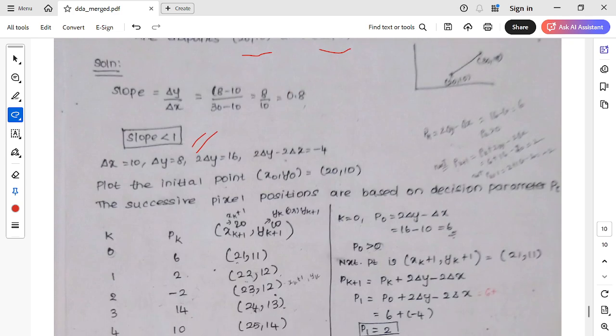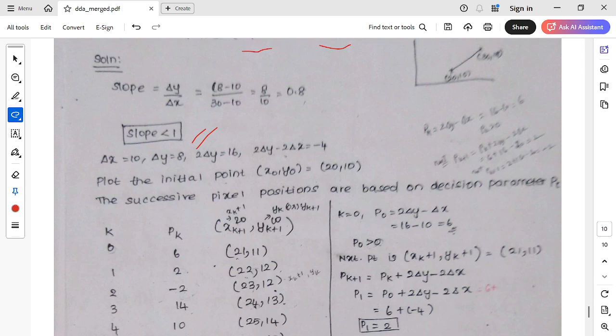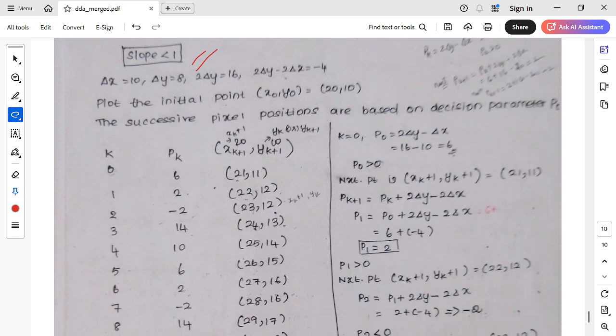So what's the next step? I'm going to find the delta x value, delta y, 2 delta y, and 2 delta y minus 2 delta x, which is minus 4. The initial point, that is x naught comma y naught, is going to be 20 comma 10. This is the decision parameter, the initial step. Next, the discrete points are the intermediate points xk plus 1 comma yk plus 1. Initially the k value is going to be 0 and you should find the initial decision parameter.